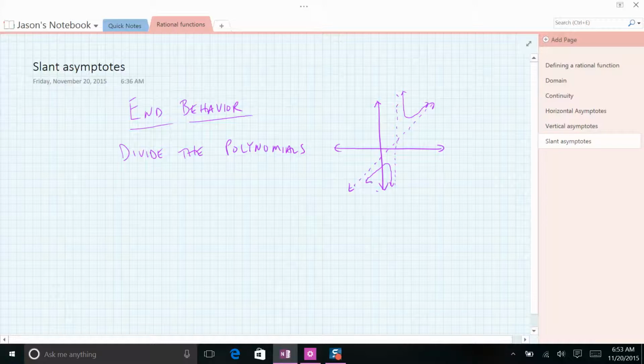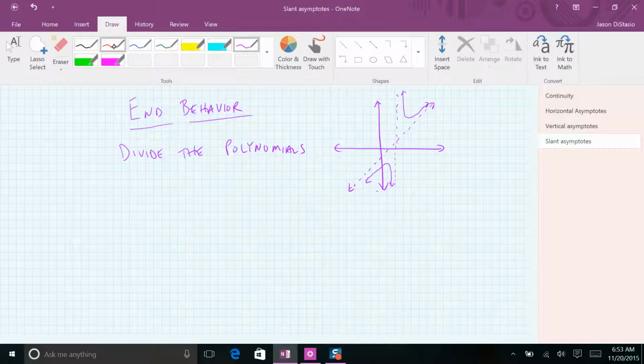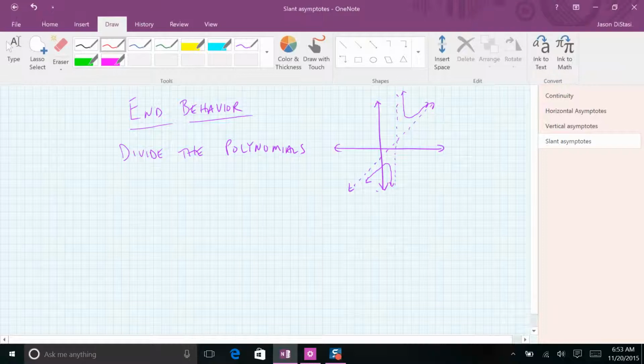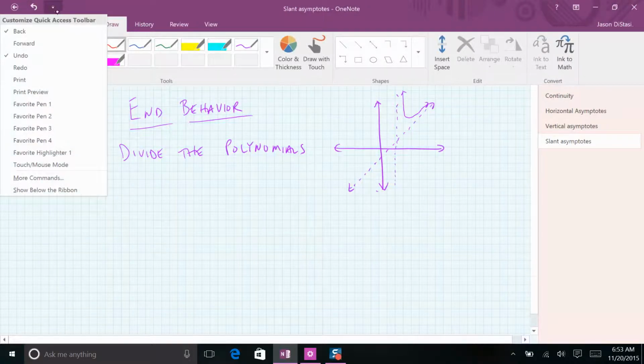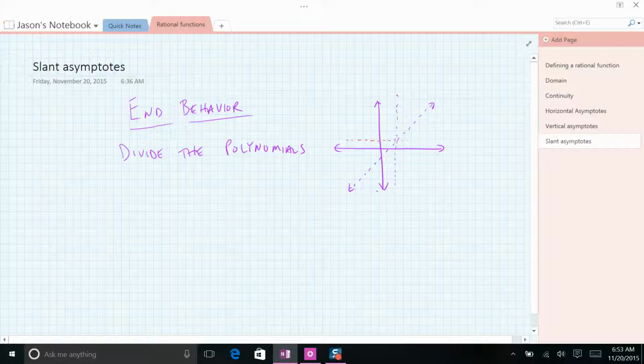You cannot have a slant asymptote and a horizontal asymptote on the same graph. Let me put one in here to show you that, and why you cannot have the two. Okay, so if it's got a slant, and then let's say it's also got a horizontal, and I put it in red to show you that it's wrong.